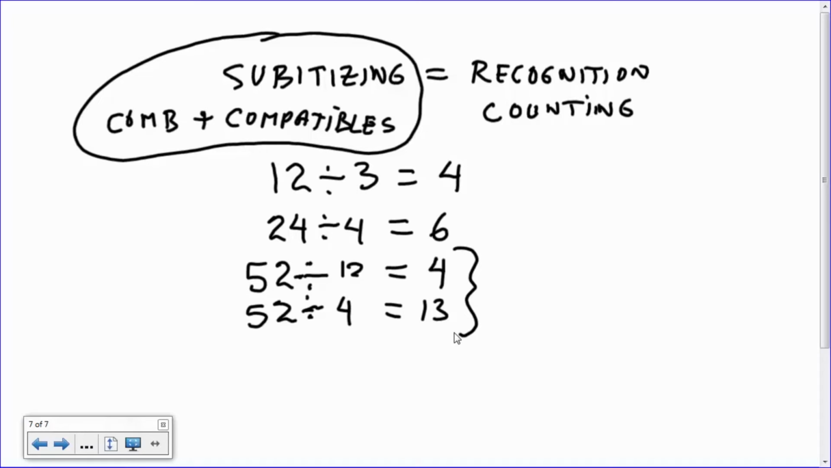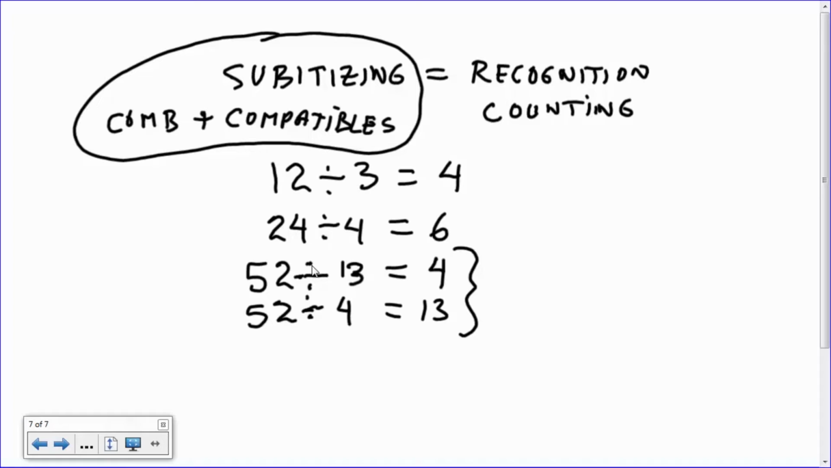So for some kids, those are compatible pairs of division problems to which they quickly know the answer. And that's all subitizing is: they look at an arithmetic expression or arithmetic problem, and they know the answer without doing any really formal calculations in their head or on paper. They just know the answer.